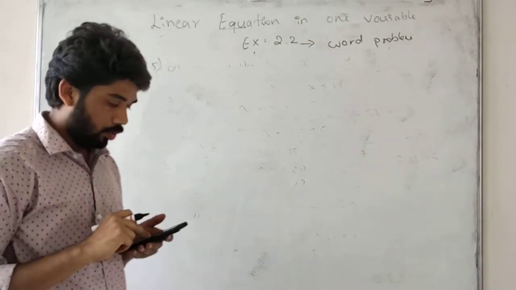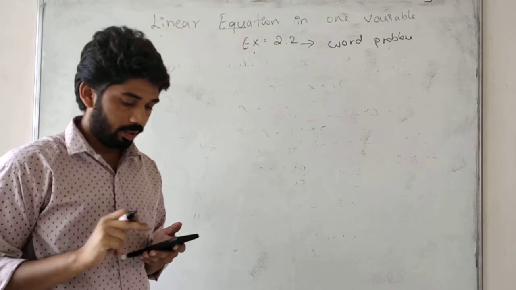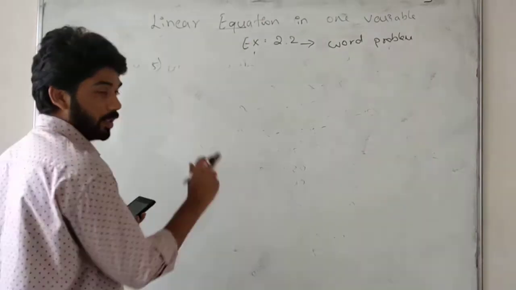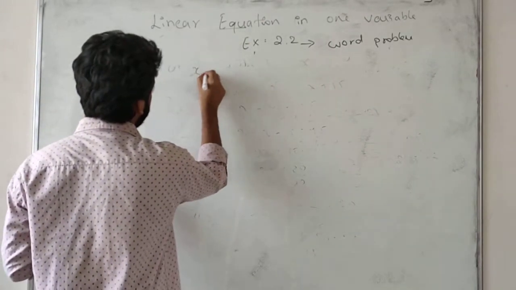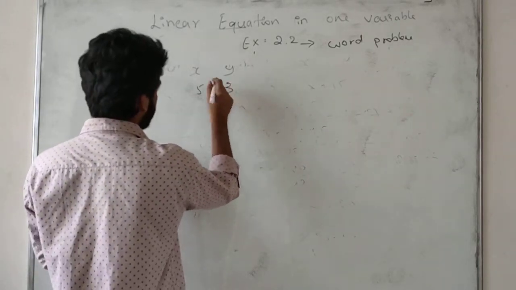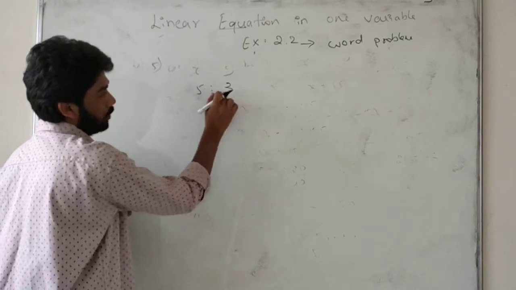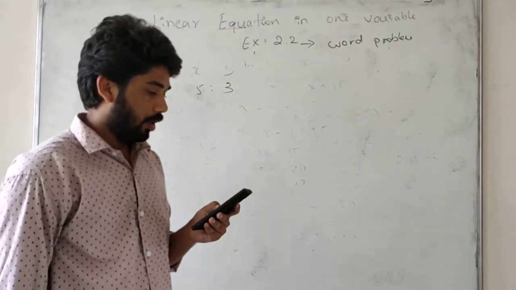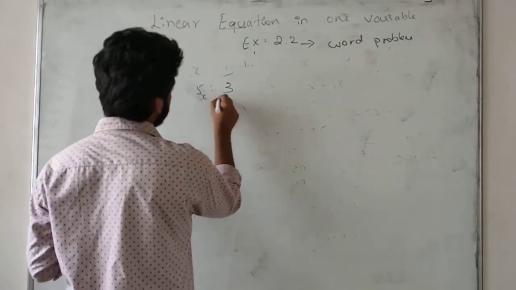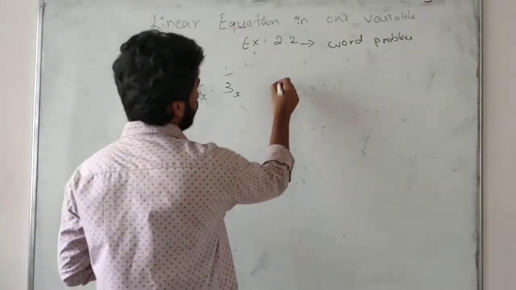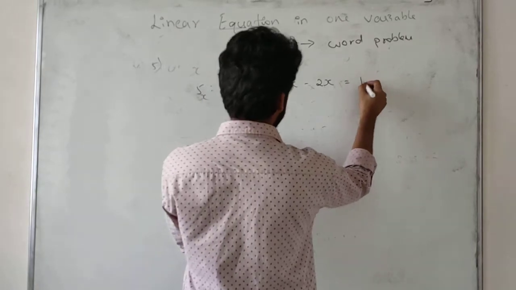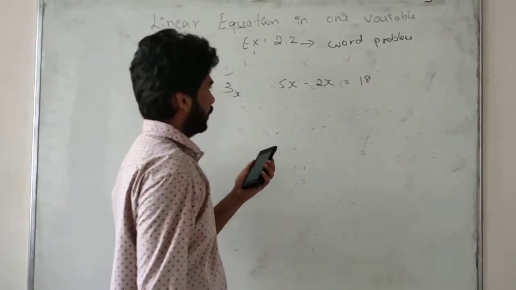Fifth one. Two numbers are in the ratio 5:3. If the difference is 18, what are the numbers? Okay, two numbers are given. We take x and y as the numbers. The ratio is 5:3. We don't know the exact numbers, so we will take 5x and 3x. The difference means 5x minus 3x is equal to 18. What are the numbers?